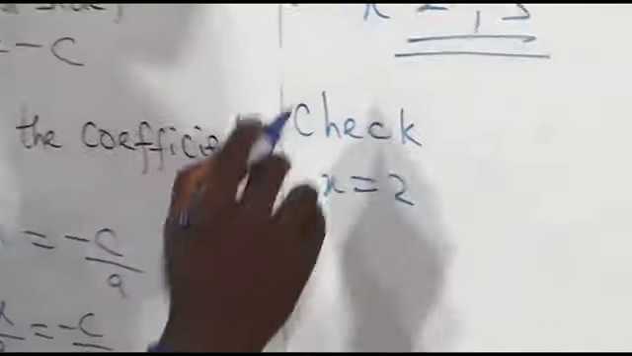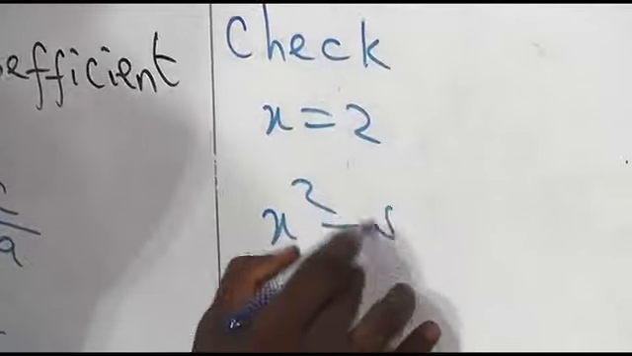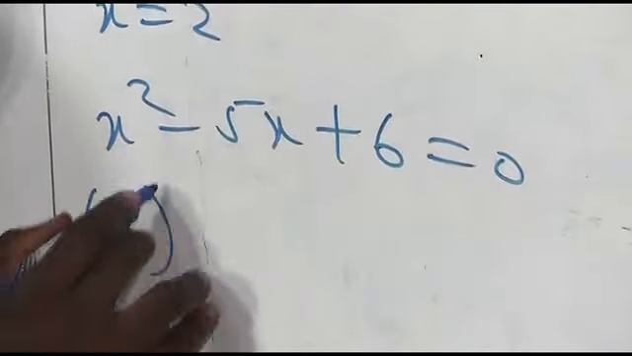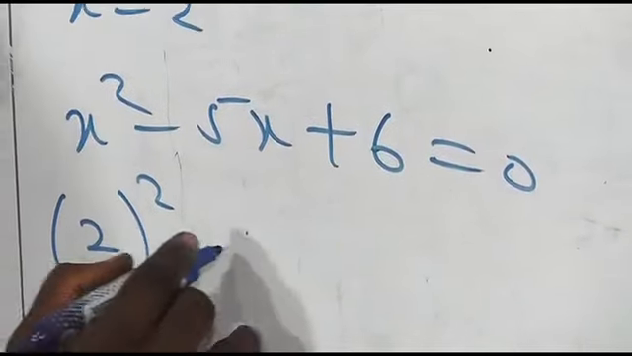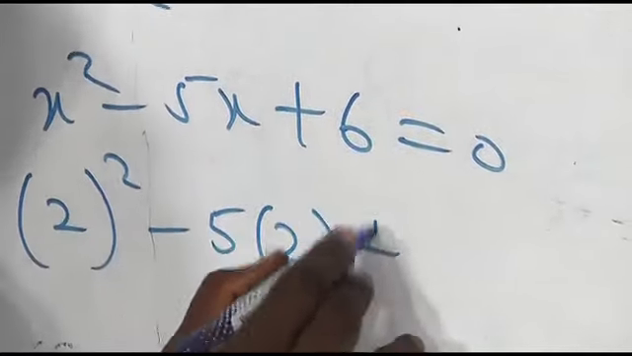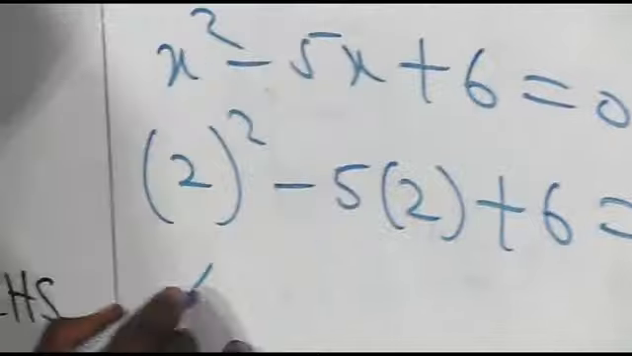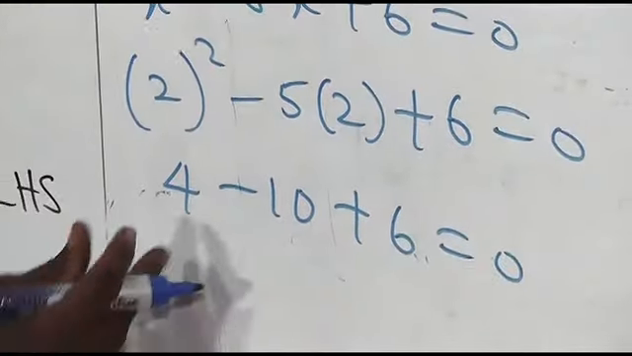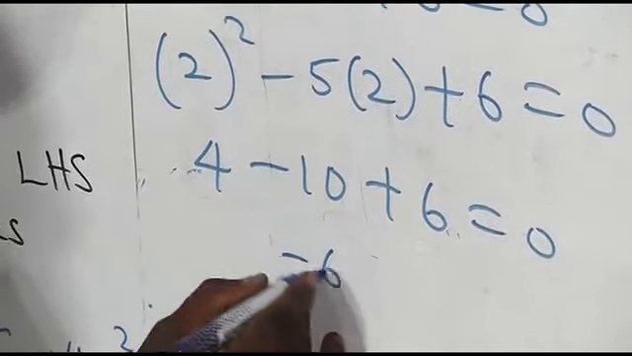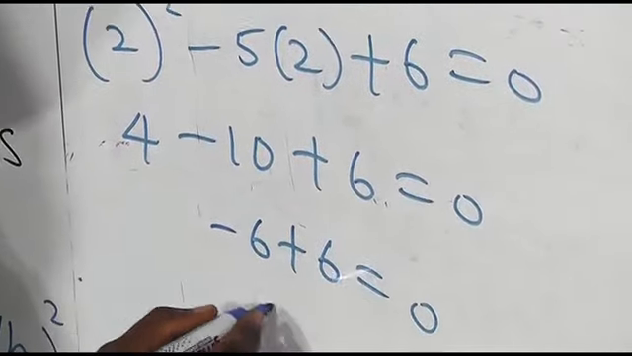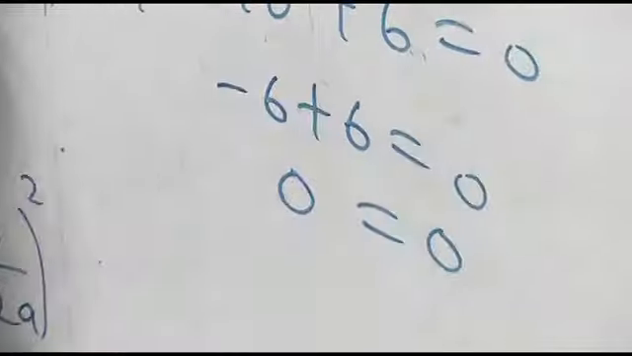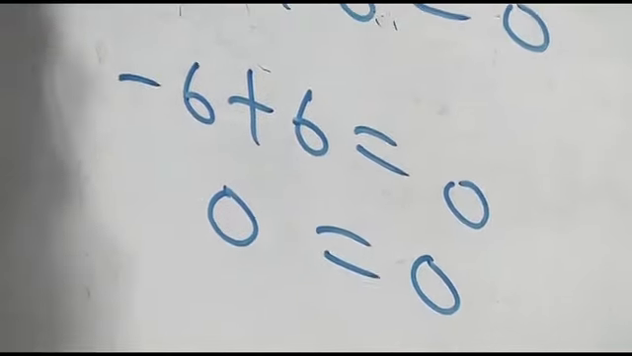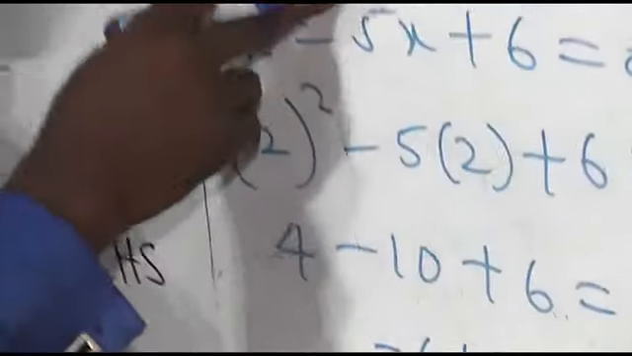x is equal to 2. You have x squared minus 5x plus 6 equals to 0. Substitute 2 there. You have 2 squared. Anywhere you see x, you put 2. So it means this is 2 squared minus 5 times 2 plus 6 equals to 0. Then that is 4 minus 10 plus 6 equals to 0. So you have 4 minus 10 as minus 6 plus 6 equals to 0. So you have 0 on the left hand side, you have 0 on the right hand side. Since this statement is true, then it means that the answer x equals to 2 is correct.